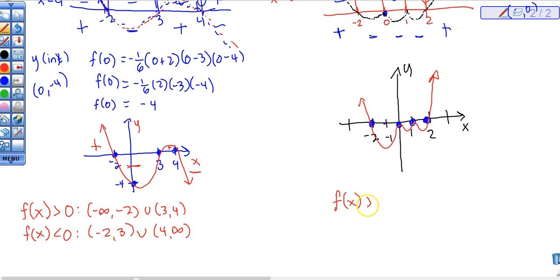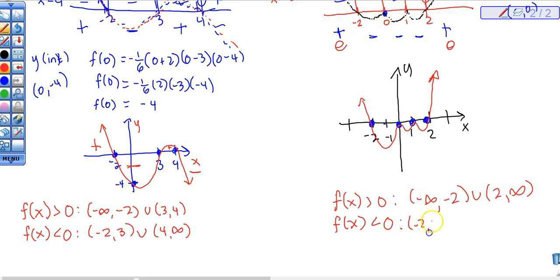Okay, so our f of x, or our y's, are positive between the intervals negative infinity and negative 2, and from 2 to infinity, based upon these outputs up here. And then our f of x, or our y's, are less than 0 in the intervals in between, but not including the zeros. So negative 2 to 0, union 0 to 1, union 1 to 2. So that should help with your homework.